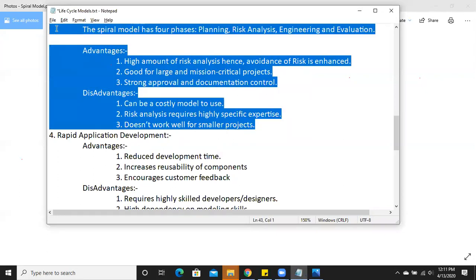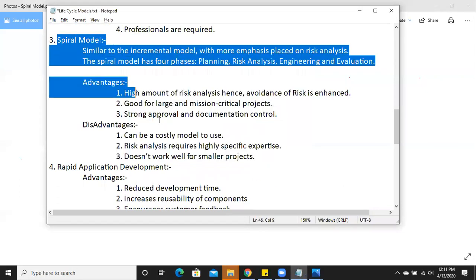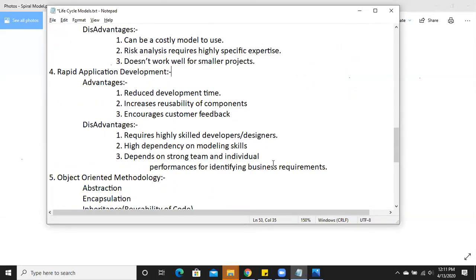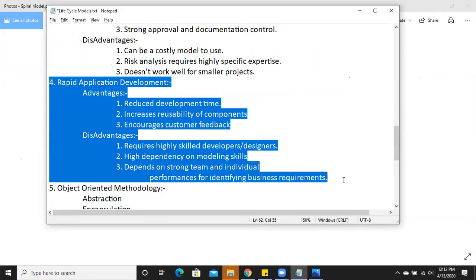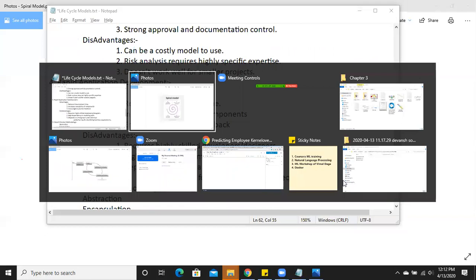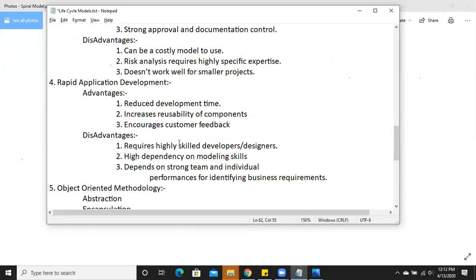So this is all about the spiral model. Now let's move to rapid application development. When I was explaining what is the meaning of software development life cycle, the life cycle models, I took an example of rapid application development. Like if there is a requirement of the client that he has to develop his software in a very minimum span of time, we will basically use this.